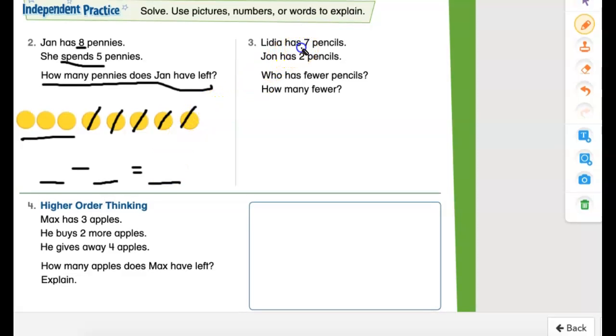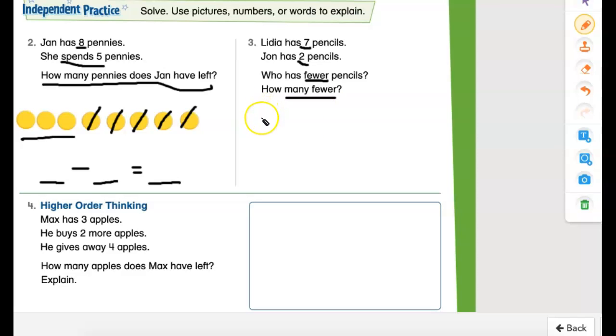Number 3 says Lydia has 7 pencils. John has 2 pencils. Who has fewer or less pencils? And how many fewer do they have? And if you need to pause the video to finish working on number 2, please go ahead and do so because Mrs. Collier just works through and you can just pause it as you go.